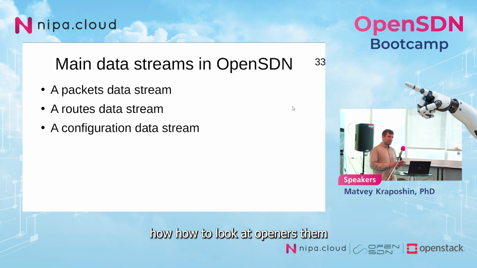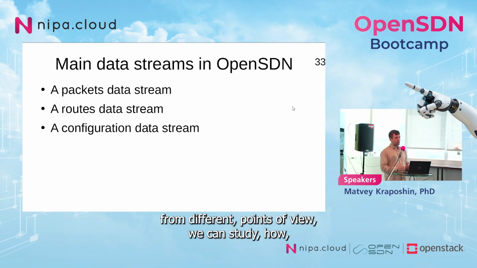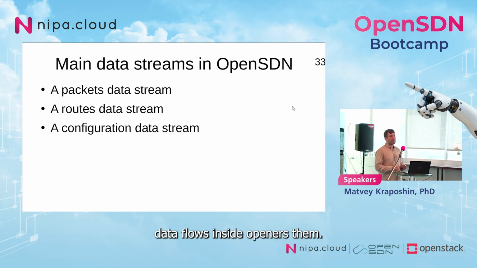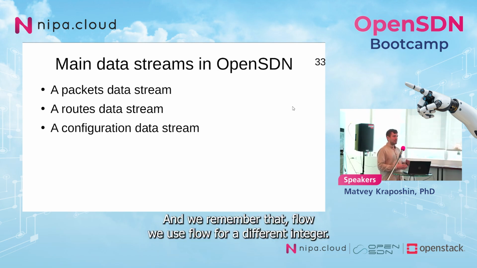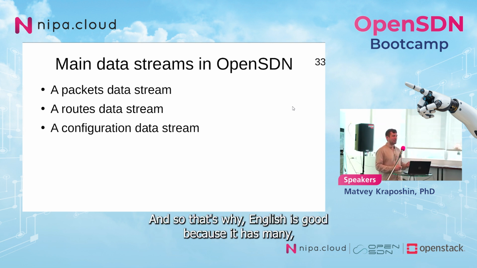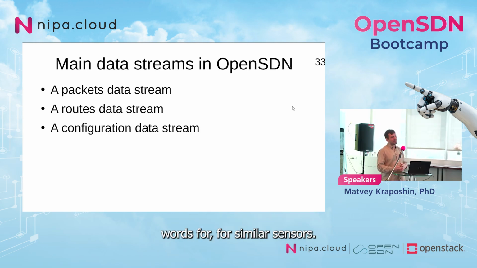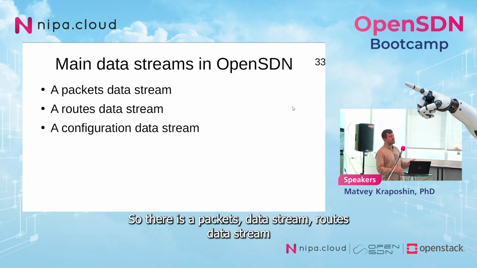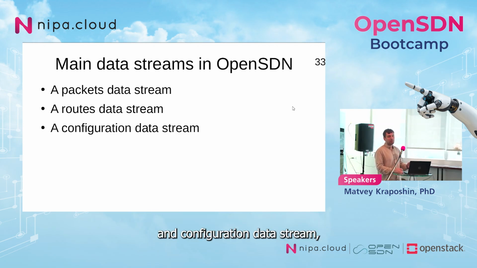Now, when we have learned how to look at OpenSDN from different points of view, we can study how data flows inside OpenSDN. And actually, there are three streams of data. We remember that we use flow for a different entity, therefore I use stream. That's why English is good, because it has many words for similar senses. So there is a packets data stream, a routes data stream, and a configuration data stream.